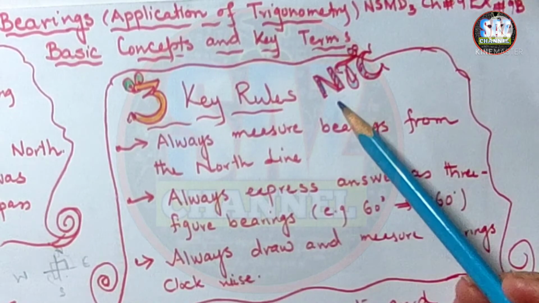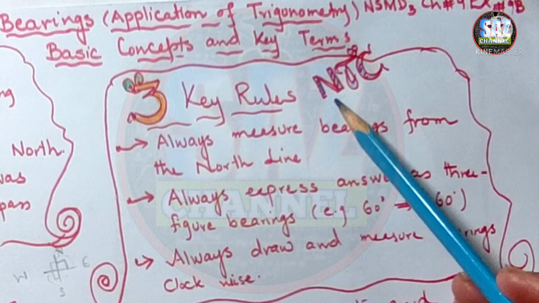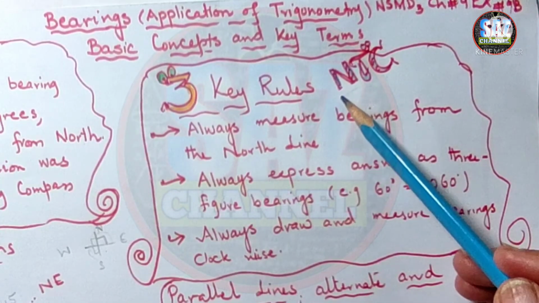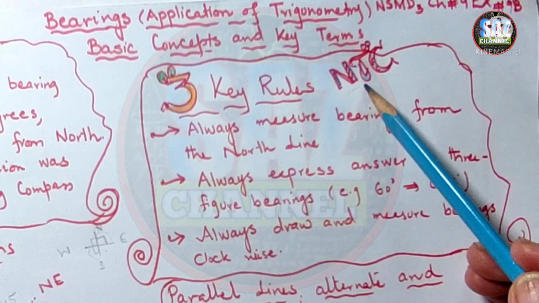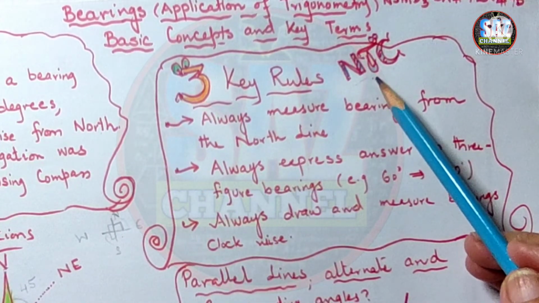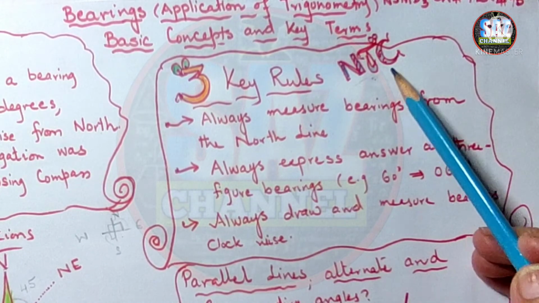So I hope now students it will be easy for you to memorize the three key rules of the bearing: we always have to begin from the north, then we have to give the answer in 3 digits if it is coming with 2 digits, and we have to take a clockwise direction.